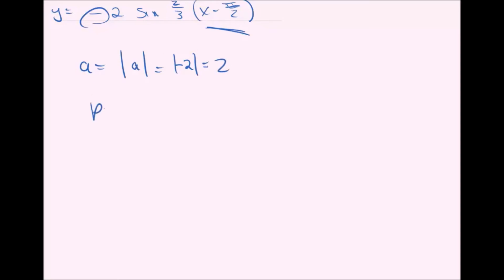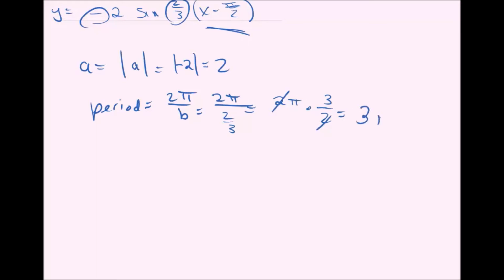We're going to identify the period, which is 2 pi over b. In this case, it's 2 pi over 2/3. And when you have 2 pi over a fraction like that, this is something that we still need help with. It's 2 pi times the reciprocal of the fraction. That's how we divide 2 pi by a fraction. The 2's cancel out, and the period is going to be equal to 3 pi.